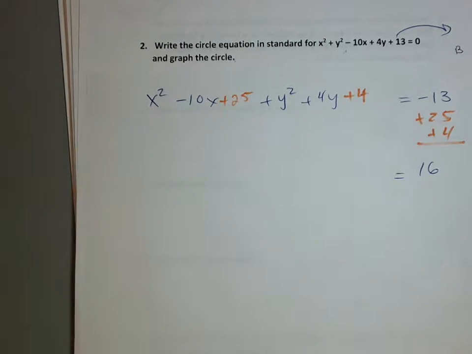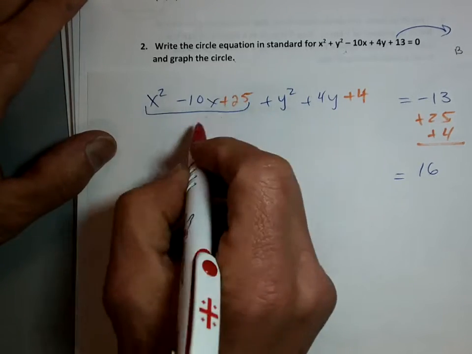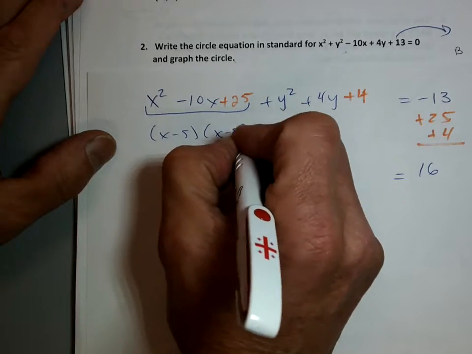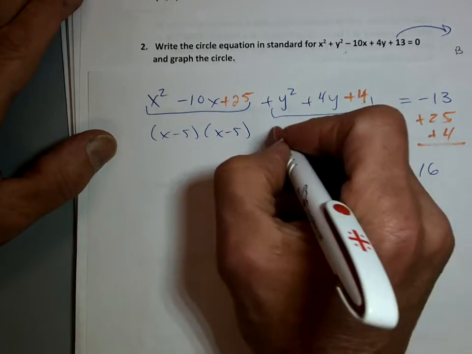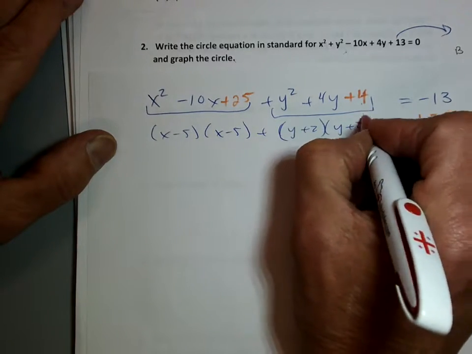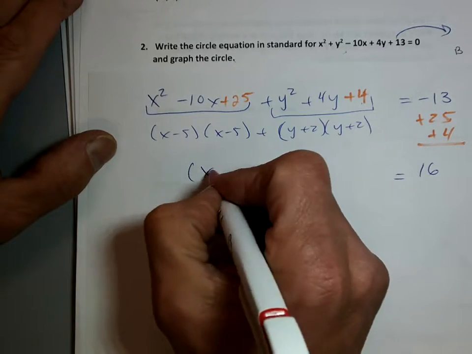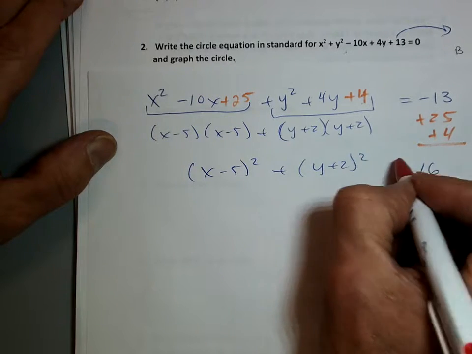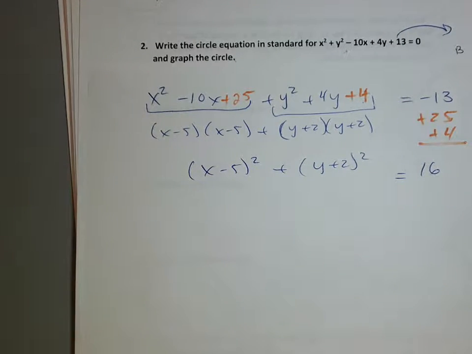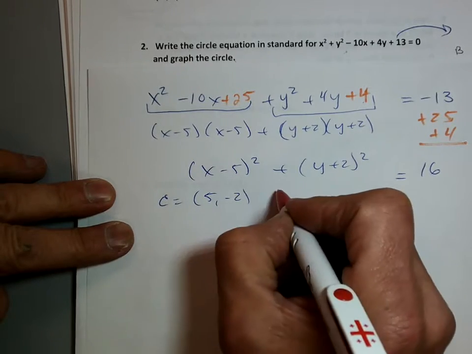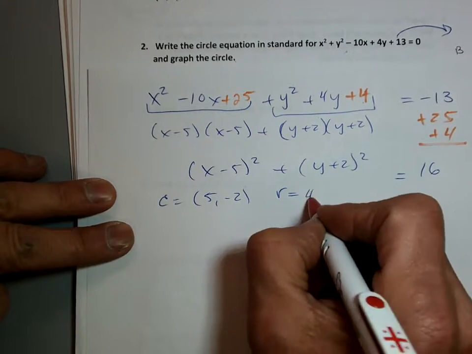And these will factor. 5 and 5, so it's really (x minus 5)(x minus 5). This will factor 2 and 2, (y plus 2)(y plus 2). I'll rewrite it in standard form, (x minus 5) squared plus (y plus 2) squared equals 16. Okay, no problem. Now to graph it, that's easy because my center is at 5, negative 2, and my radius is 4.